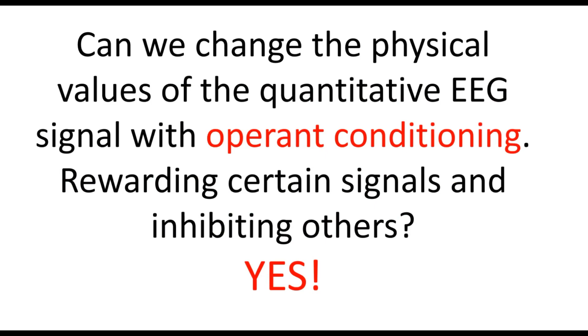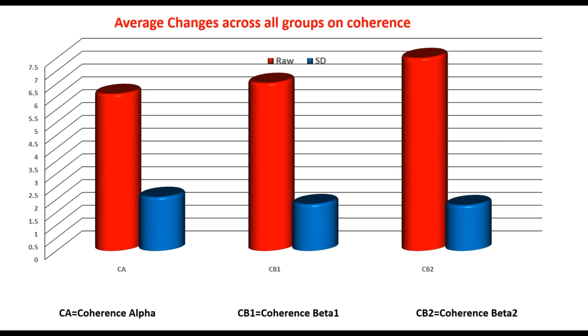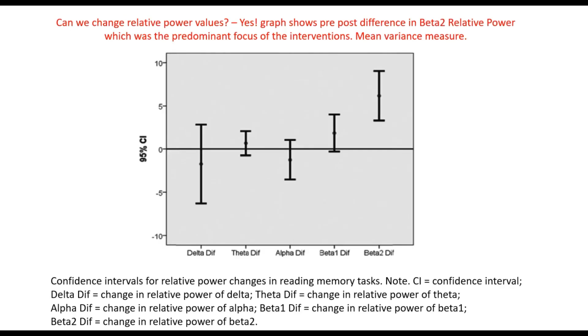Can we change the physical values of the quantitative EEG signal with operant conditioning? Operant conditioning has been around 50, 60 years, a well-known behavioral way to control behavior. And by rewarding certain signals and inhibiting others, yes, we can. It shows you the raw score changes in coherence, alpha, beta 1, beta 2, about 6 to 7 points, and that's about 1 to 2 standard deviations. So we are changing how the brain actually works. In this example, we're changing an arousal variable. With beta 2, using modern statistical methods of confidence intervals, this is showing a significant effect on the beta 2 values.